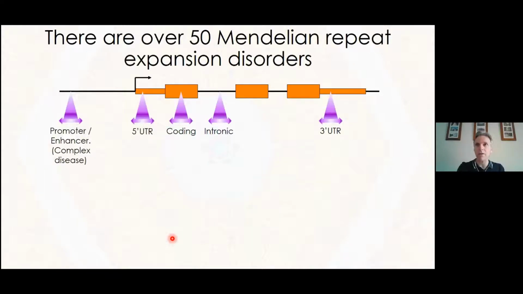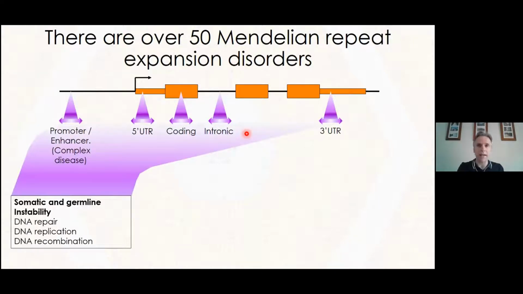So today we're really talking about repeat expansion disorders, and there are now over 50 Mendelian versions of them. If we think about these disorders in the context of a typical coding gene model, these repeats can expand and cause pathology from anywhere within this model: promoter, 5' or 3' UTR, coding, or intronic regions. These disorders are characterized by a change in the size of the repeats from smaller to larger, and that can occur both somatically and across the germline. The mechanisms behind this are believed to be tied to DNA repair, replication, or recombination.